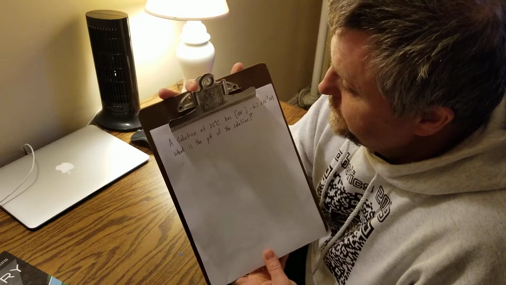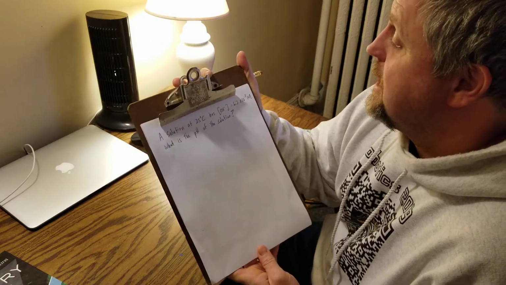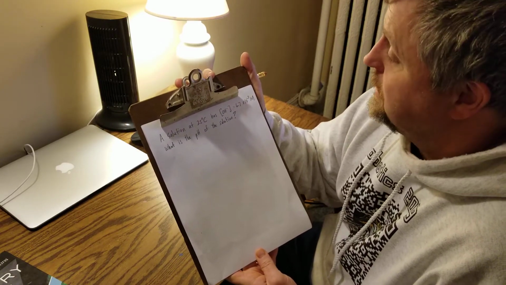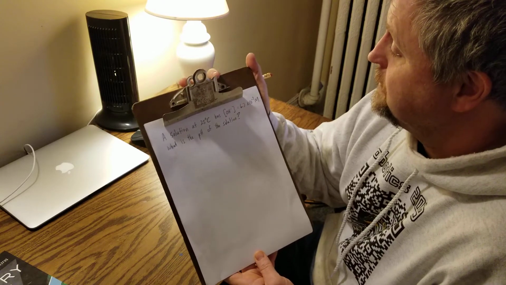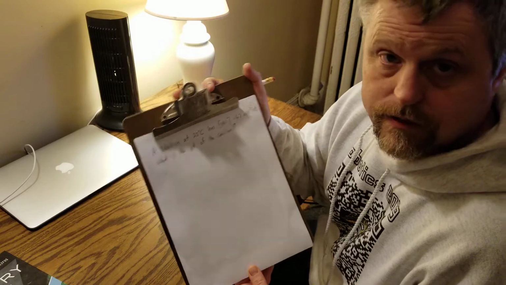So a solution at 25 degrees Celsius has a concentration of hydroxide equal to 6.7 times 10 to the negative 5 molarity. What is the pH of this solution?